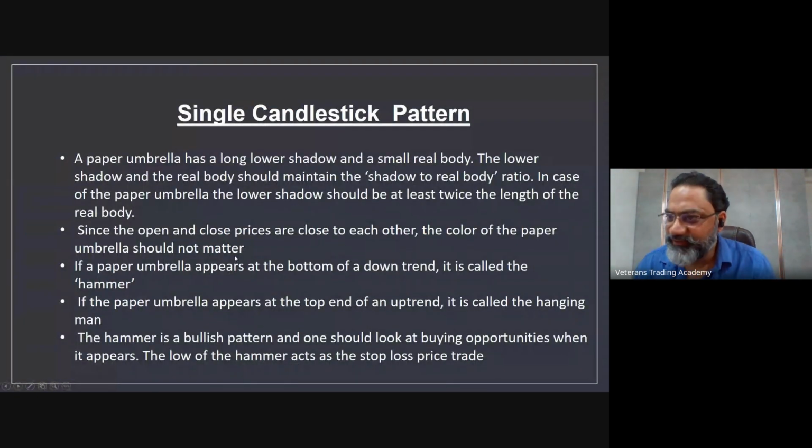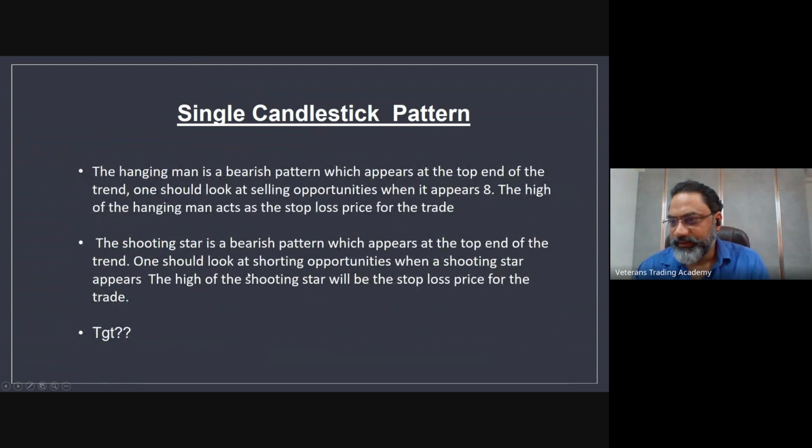So to briefly summarize it, single candlestick patterns is that it has a paper umbrella which can be either formed at the top or bottom. If it is formed at the bottom, it's called hammer. If formed at the top, it's called shooting star. Hammer is a bullish pattern and shooting star is a bearish pattern. It also shows that there's a buying opportunity and the stop loss we have discussed, where it has to be. Hanging man, shooting star, all has been discussed.